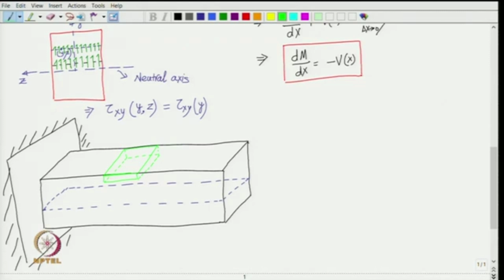Okay. So, let us take this green piece outside, and suppose that the bottom plane of this green piece and the neutral plane make a distance of y between them. So, this distance is y. So, the bottom plane is at a distance y above the neutral plane. All right. So, let us take out this green piece and draw all the forces that act on this green piece.